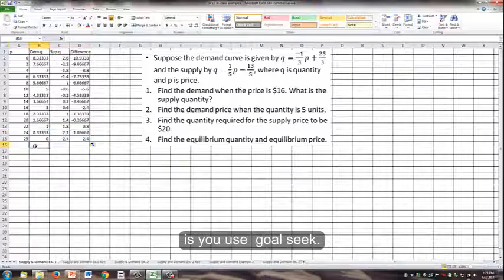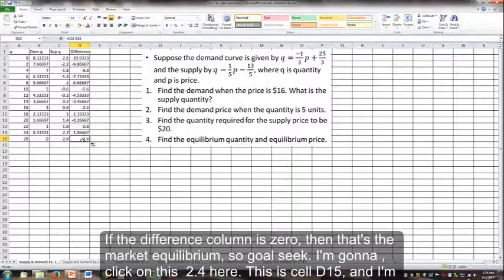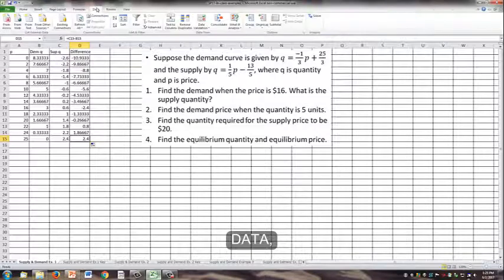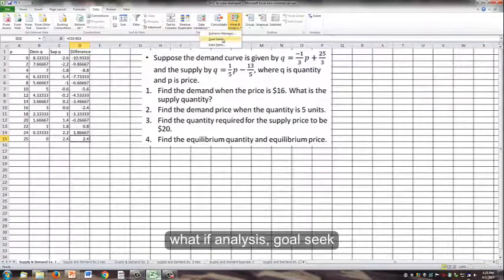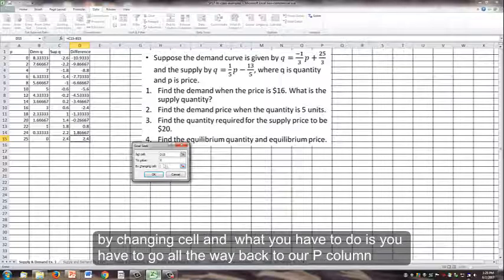is you use goal seek. And so we want this difference column to be 0. If the difference column is 0, then that's the market equilibrium. So goal seek, I'm going to click on this 2.4 here. This is cell D15, and I'm going to go to data, what if analysis, goal seek, and D15 is already there, so that's good, and I want D15 column to go to 0 by changing cell.